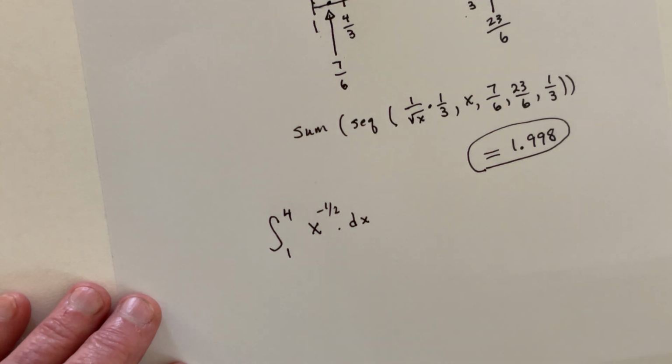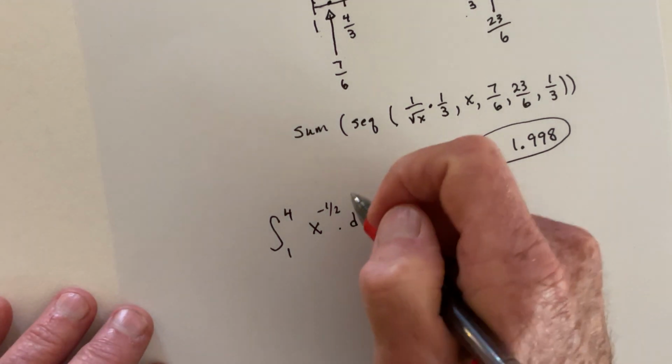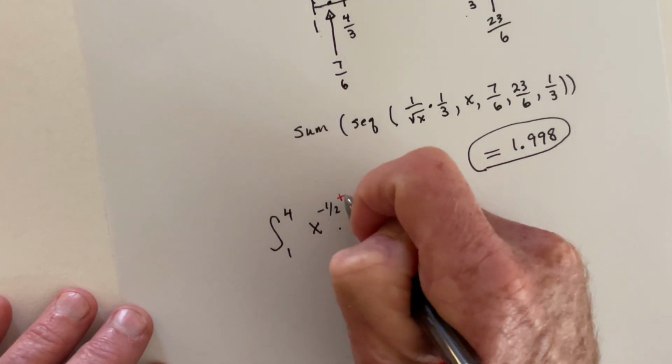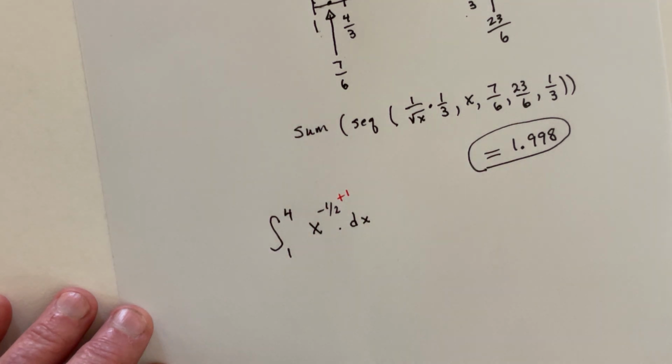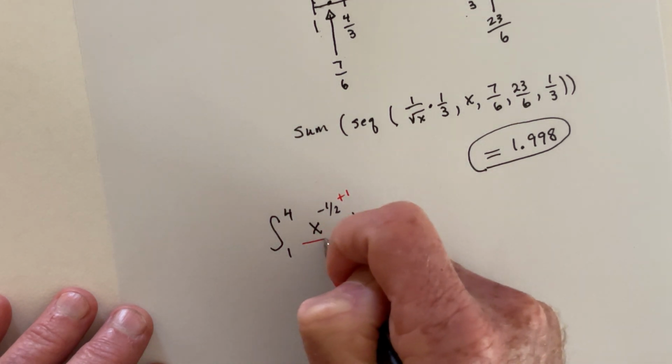And now just get yourself a red pen, and to find the antiderivative, add 1 to the exponent, which is going to be a 1/2, and then you divide by that number.